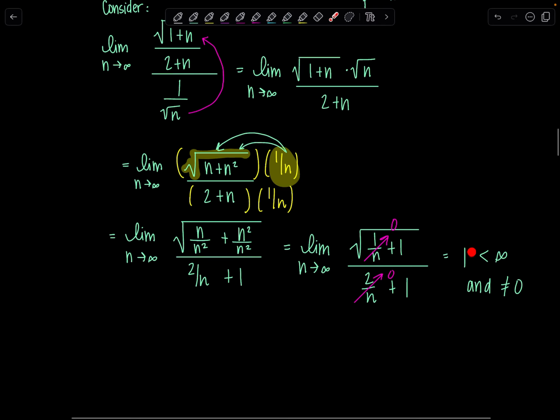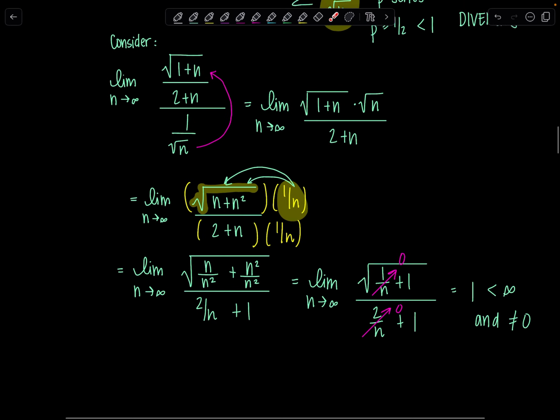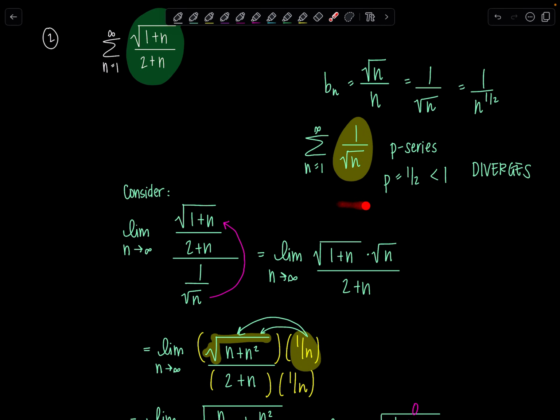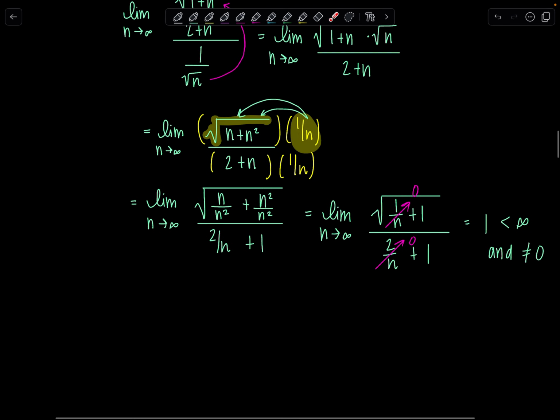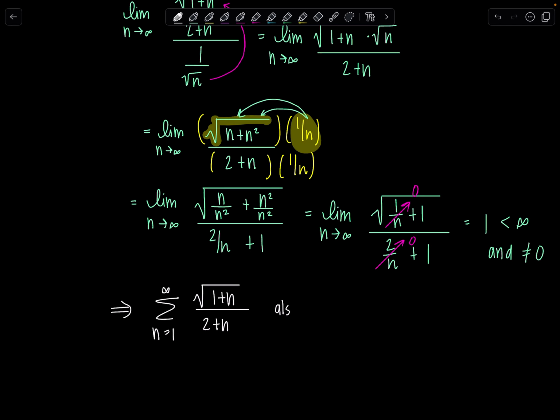So notice here, this time the limit's 1. That doesn't matter though. My series diverges because I compared it to a divergent p-series. So this tells me that the sum, n equals 1 to infinity, of the square root of (1 plus n) over (2 plus n) also diverges. If you get in the habit of writing that word "also," then you'll remind yourself, oh, when I do limit comparison tests, they're twins. By limit comparison test.